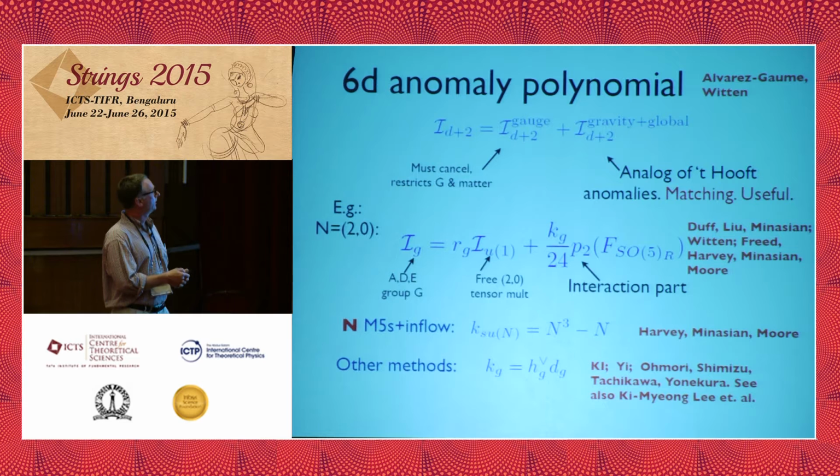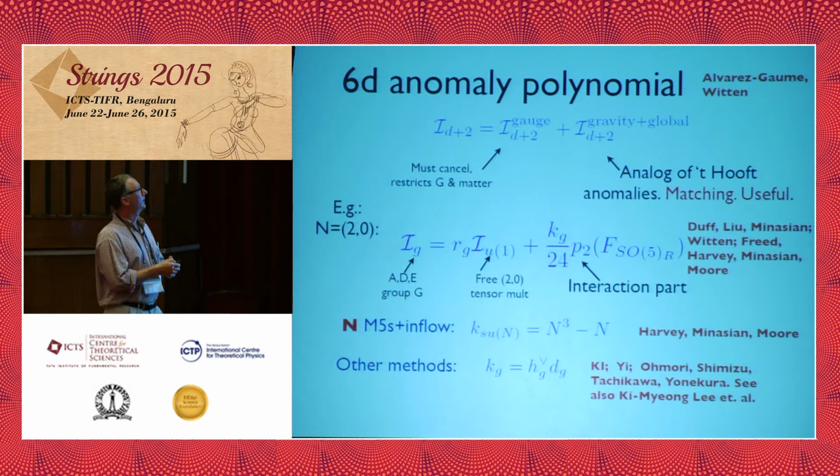Okay, so just to review, what we'll be interested in six dimensions is the anomaly polynomial, and in general in D dimensions, we can write the anomaly polynomial in terms of a D plus 2 form. And so here we'll be discussing an 8-form. And in general, this anomaly polynomial can be built out of characteristic classes for the gauge fields, and also pieces involving the background metric for gravity and background gauge fields for the global symmetries.